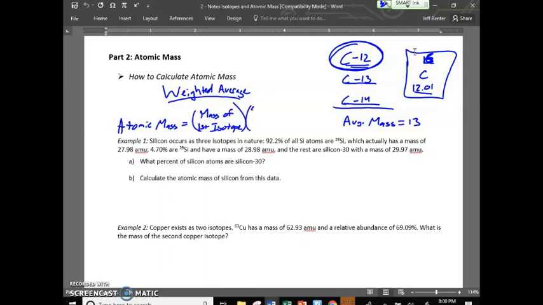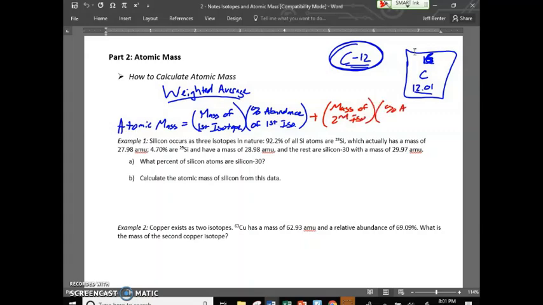times the percent abundance of that isotope, and that's in decimal form, so 80% would be 0.8, not 80. And then you add to that the exact same thing for the second isotope. So you do your mass times its percent abundance, and then you keep on doing that for all your isotopes. You add them together. Right? So you get the hang of this, and it's not real difficult or real commonly tested either.